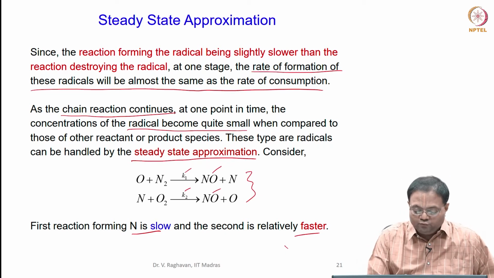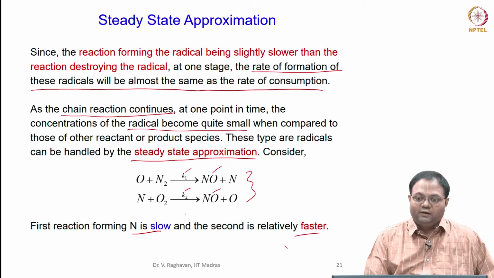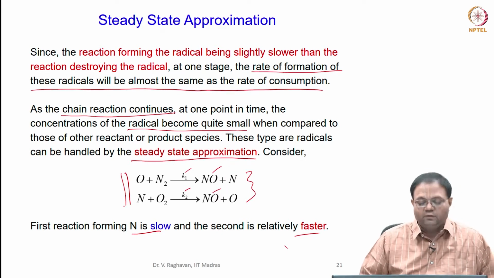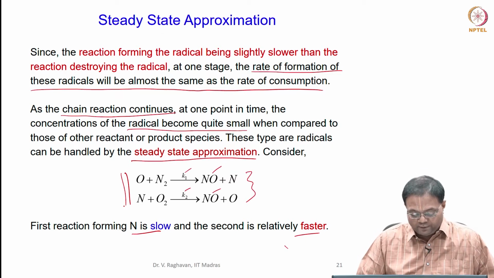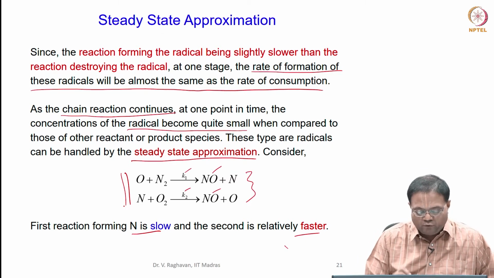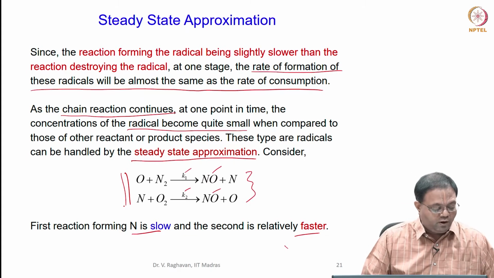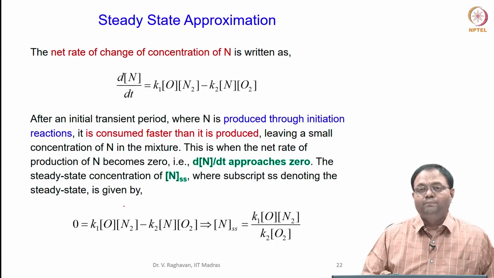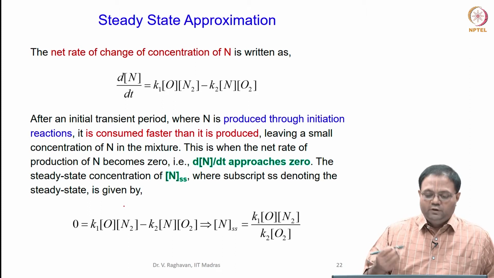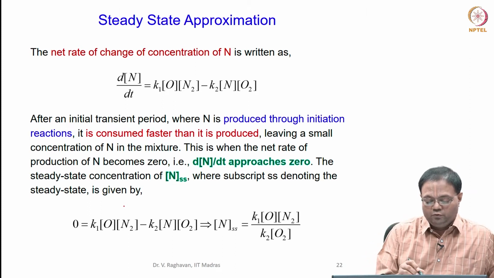Okay, so the N is consumed at a slightly faster rate than it is produced in the first reaction. That is the important note you have to make. So, the first reaction forming N is slower than the second reaction consuming N. So, what happens is at a particular time the concentration of N decreases to a low value.